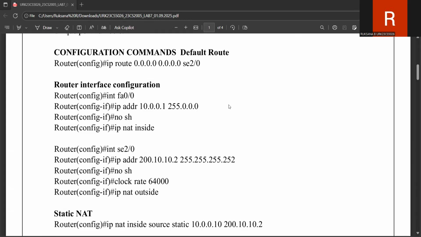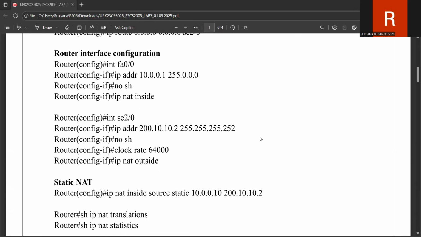For static NAT, the command ip nat inside source static 10.0.0.10 200.10.10.2 is used. So these are the commands we have used. This command maps the internal server's private address to a public IP, allowing external users to access it.